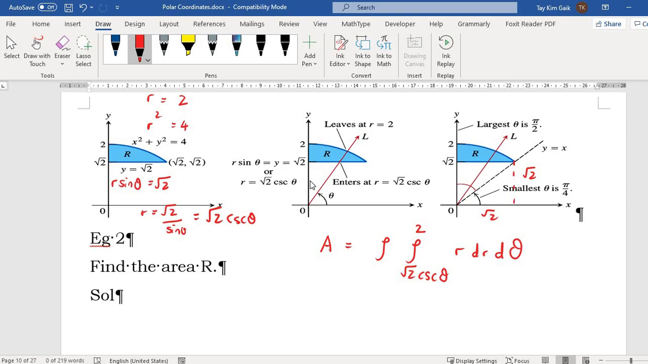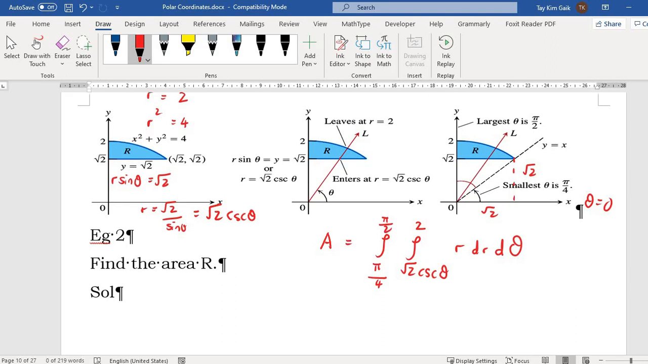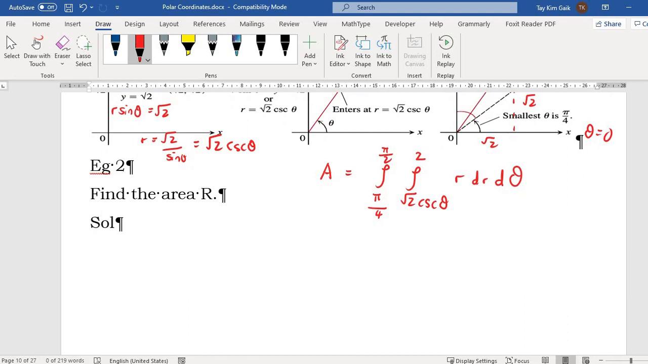Up to the positive y-axis, theta is pi over 2. From here, theta equals 0, but your region R does not touch theta equal to 0. It touches here, where y equal to x is theta equal to pi over 4. So theta is from pi over 4 up to pi over 2. Then you just integrate this.